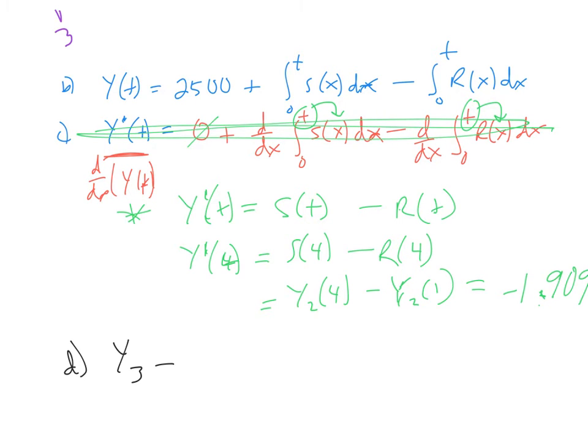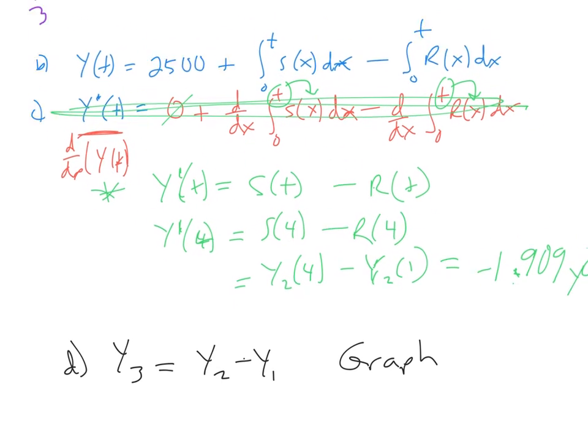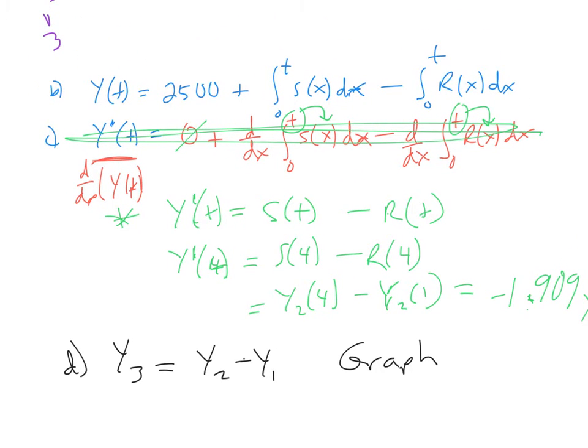I'm going to make a y3 and make that y2 minus y1. And then I'm going to graph that. And I just graphed the derivative graph. So I'm going to take a look at my derivative graph, and I'm going to find when is my derivative graph equal to 0. Pause the video and go ahead and do that.